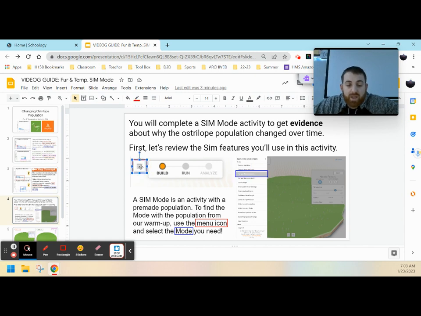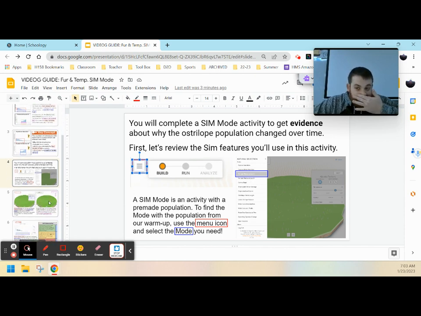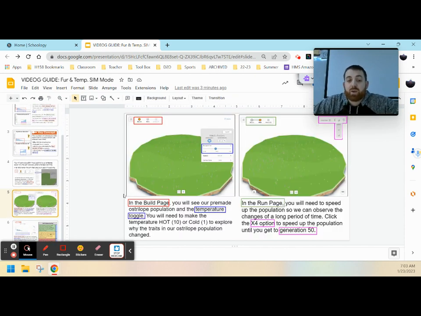To get to them, we'll click on the menu icon in the top left corner next to our Build, Run, Analyze page, and then we can select that mode. From there, we're going to be diving into our sim, and we're going to be in our build page. You'll see the pre-made ocelot population here in the actual little imaginary island. And you'll notice that on the right-hand side, you're going to have a temperature toggle where you're going to need to make the temperature either hot or cold. So 10 or 1 to explore why some of our ocelot traits might have changed.